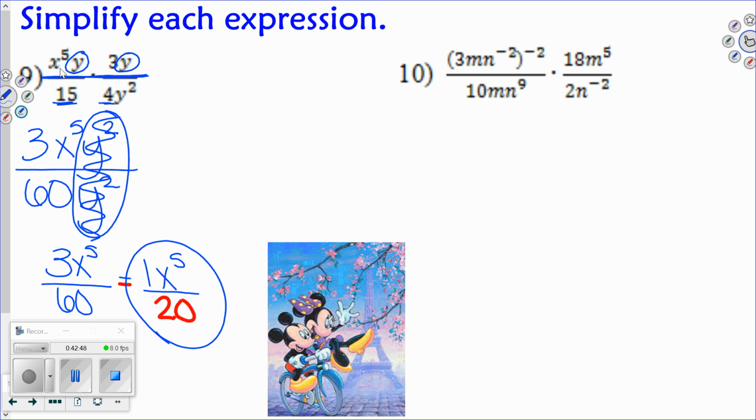All right, number 10. Oh, that's a doozy. What do you do first? Distribute. Step 1 is always distribute if I can. All right, I only have one distributing part, so let's do that first. Remember, you do have some unspoken 1s in this problem. Don't lose track of those. So we're going to have 3 to the negative 2. Distribute again. We'll have m to the negative 2. And n to the positive 4. Right? Because negative 2 times negative 2 is 4.